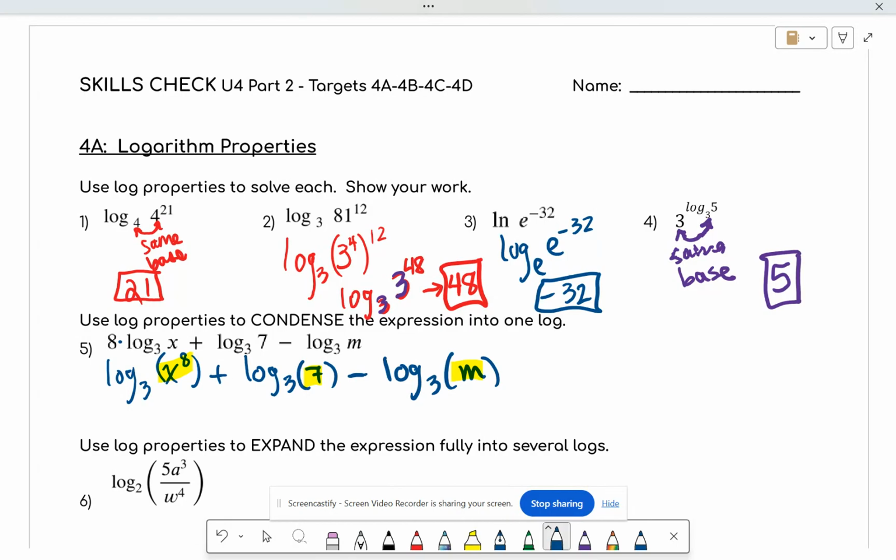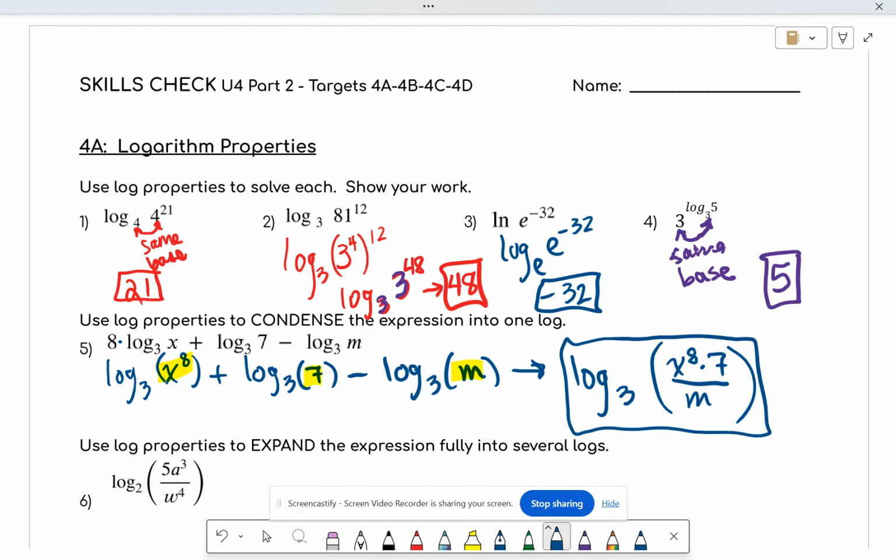So that will give me, if the logs are all the same bases, which they are, log base 3, and then I'll put my arguments all here. So when I'm adding, I will multiply those pieces, and when I'm subtracting, I will divide that argument. And so that is my final answer, log base 3 of x to the 8th times 7 over f.